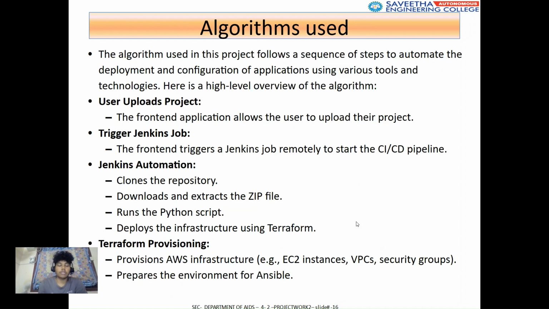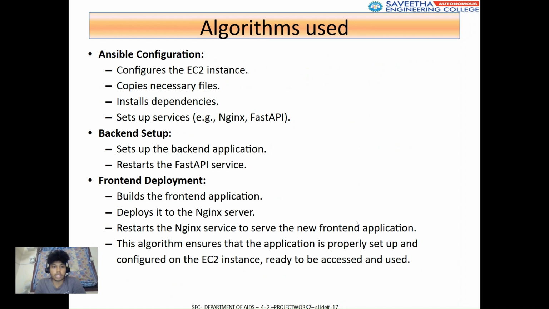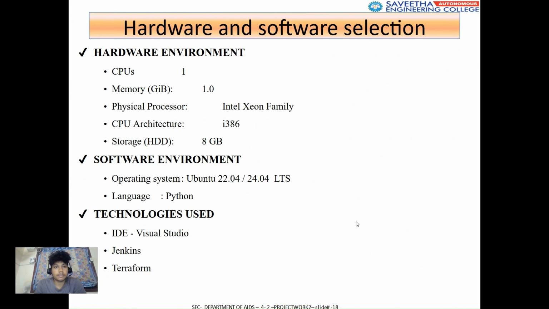Our algorithm is a custom algorithm that we created for Jenkins automation, Terraform provisioning, and backend setup, including using FastAPI for users' websites. This is our minimum hardware and software requirements, including the technologies used.